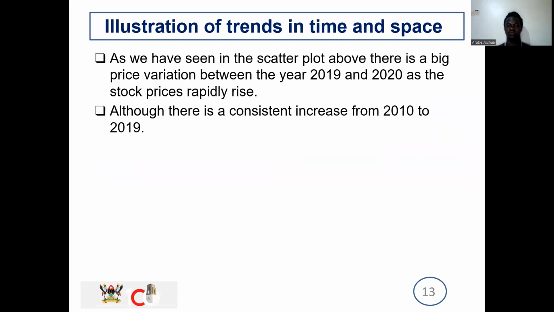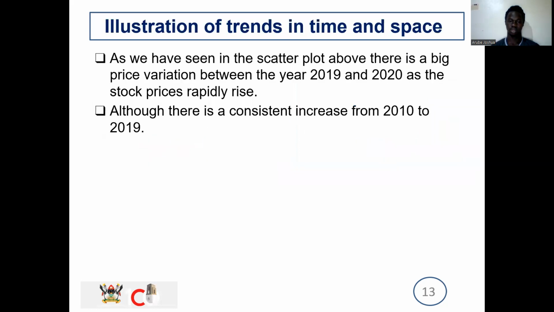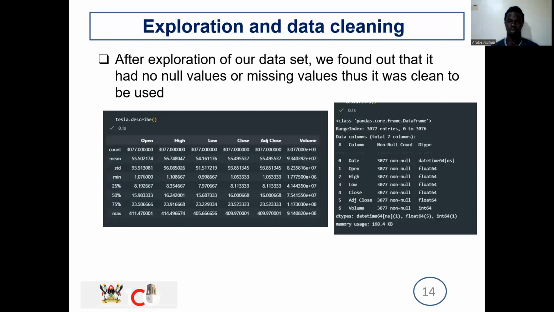For the illustration of trends in time and space, as we have seen before, from 2010 to 2019, around 2020, price rises drastically but doesn't overshoot up. Then from 2020 to the current year, which is up to now, the price ranges shot up at a high speed, and it gives us quite some difficulty. So that is how the general trend was, but we're yet to see how we overcame these challenges.